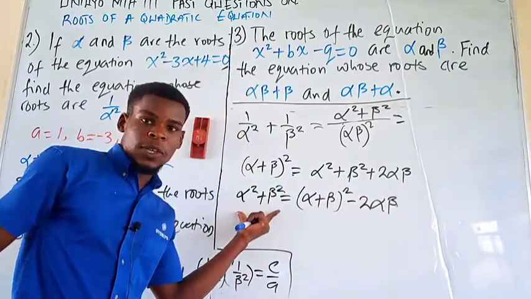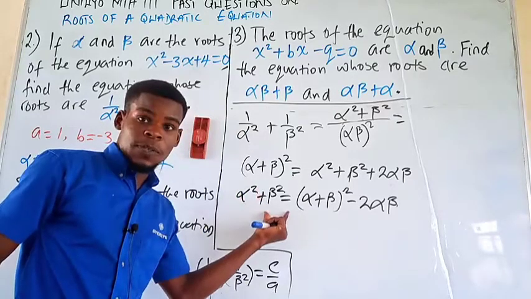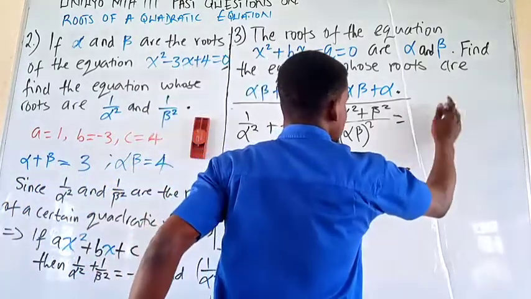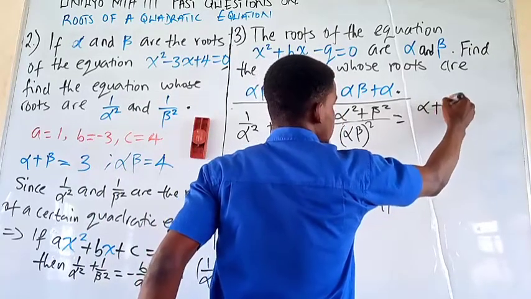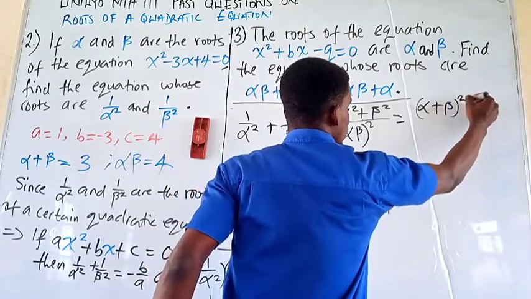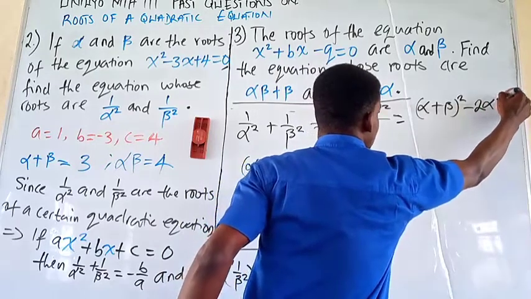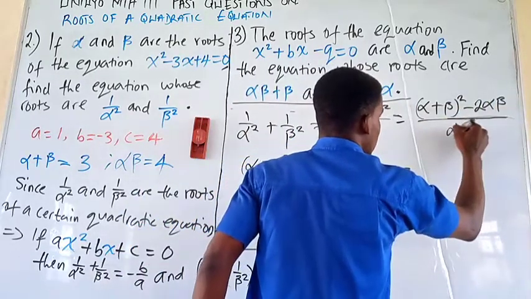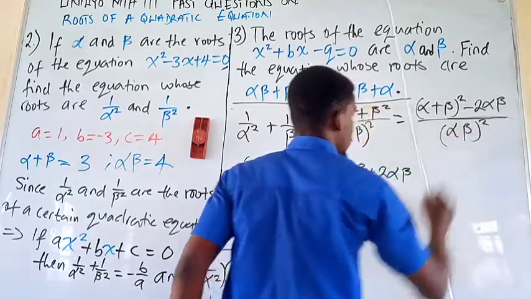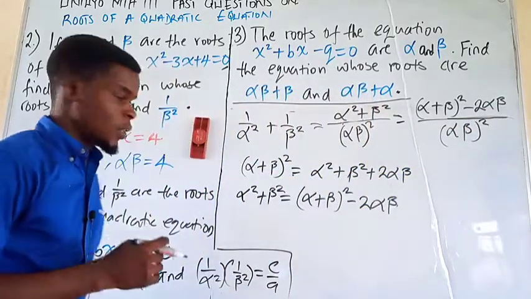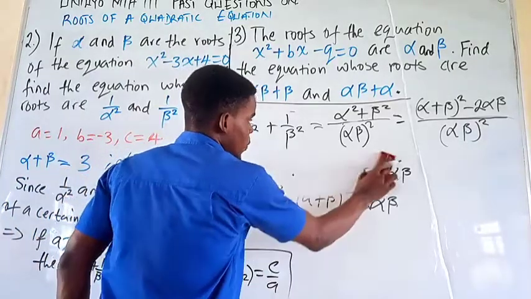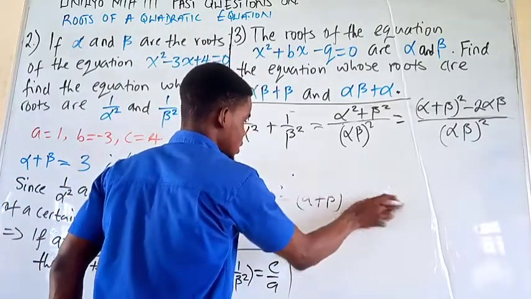So in place of alpha squared plus beta squared, I'm going to put this one down. That is the same thing as alpha plus beta all squared minus 2 alpha beta, and I still divide it by what I have in the denominator, alpha times beta squared. So that's just the substitution.